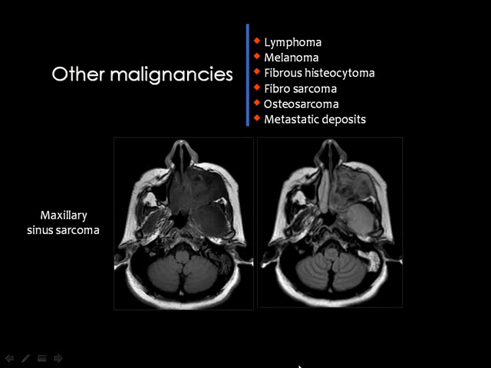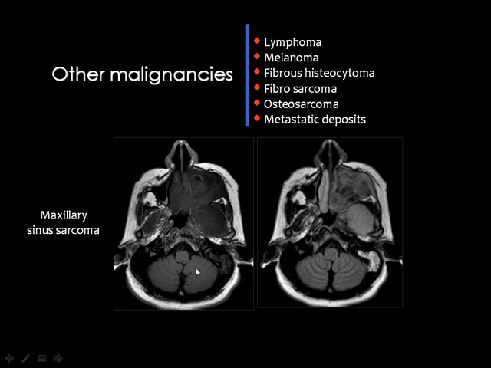Then many other malignancies can occur in the region of the maxilla and the sinuses, including lymphoma, melanoma, fibrous histiocytoma, fibrosarcoma, osteosarcoma, one of the lesions commonly encountered, and also metastatic deposits. And this is a case of maxillary sinus sarcoma.